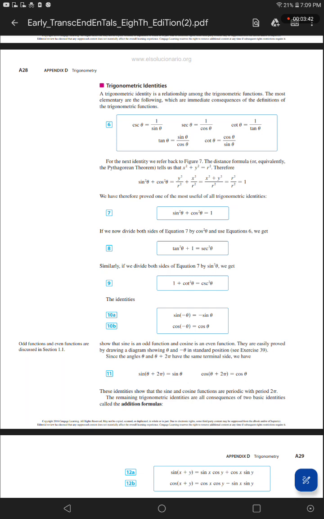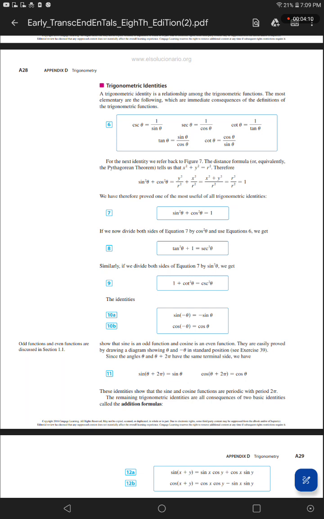Since the angles theta and theta plus 2 pi have the same terminal side, we have equation 11: sine of theta plus 2 pi equals sine theta, and cosine of theta plus 2 pi equals cosine theta. These identities show that the sine and cosine functions are periodic with period 2 pi.